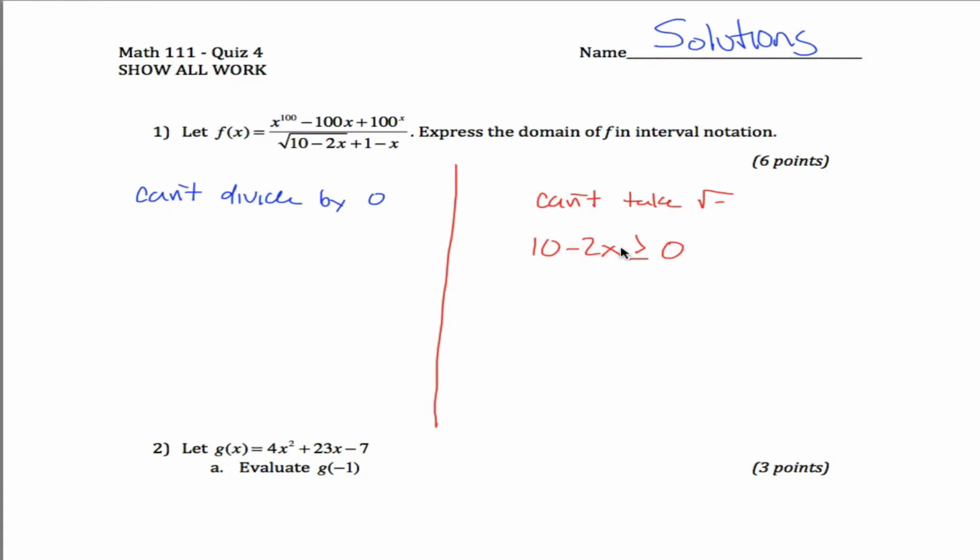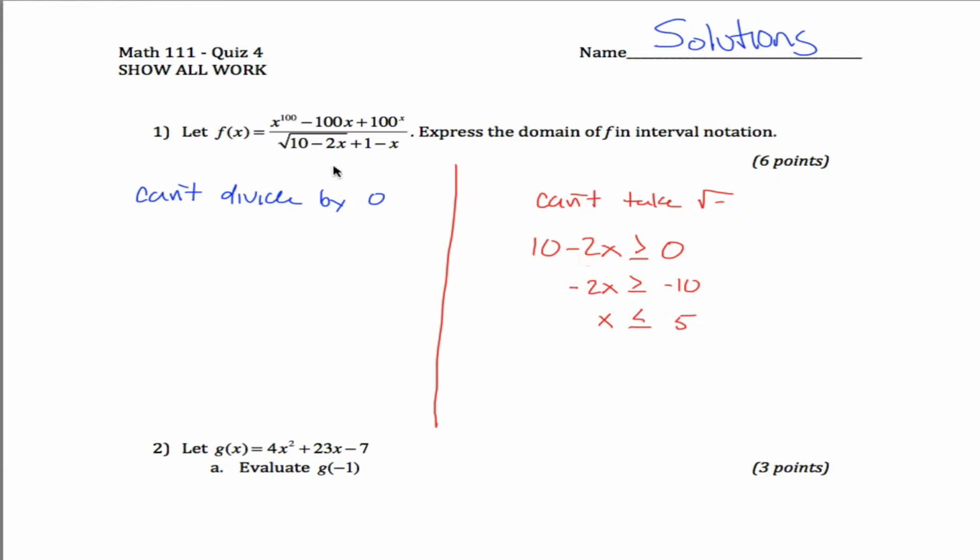So solve this inequality. It's a linear inequality, so you can solve it almost like you solve an equation. You could subtract 10 from both sides, for example, and then divide both sides by negative 2. Negative 10 divided by negative 2 is positive 5. However, anytime you're solving a linear inequality, if you multiply or divide both sides by a negative number, you've got to remember to flip the sign around. So to make sure that I don't take the square root of a negative number, I need x to be less than or equal to 5.